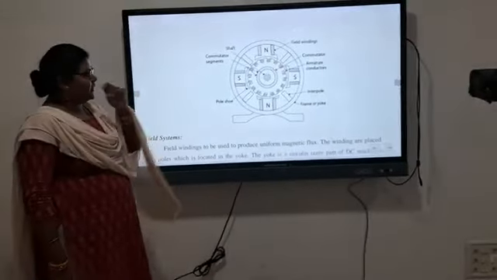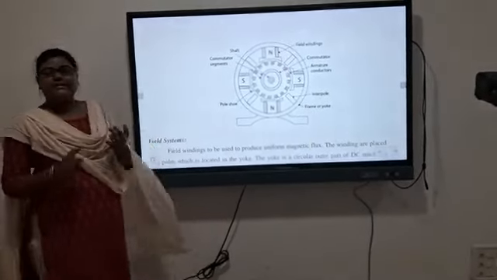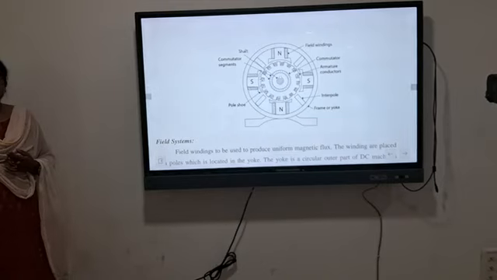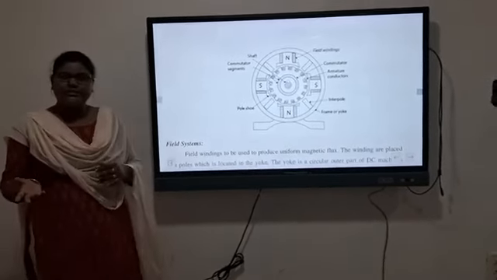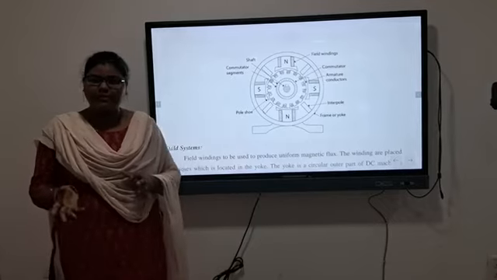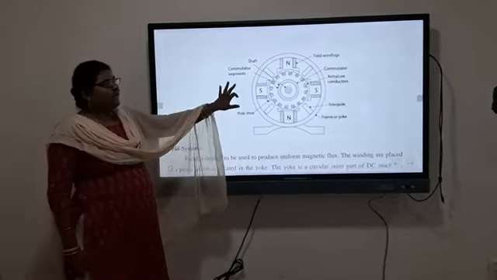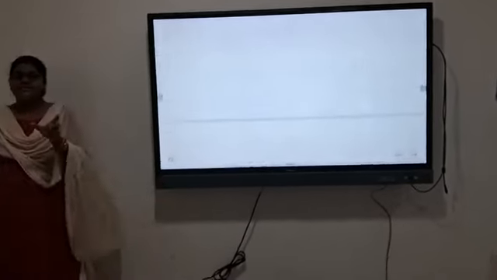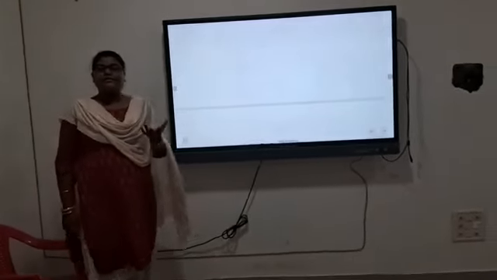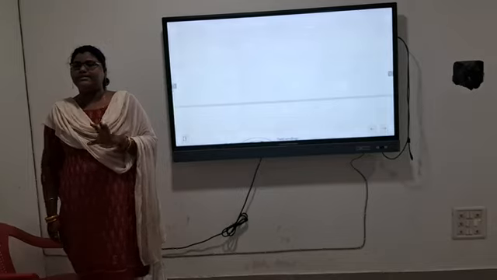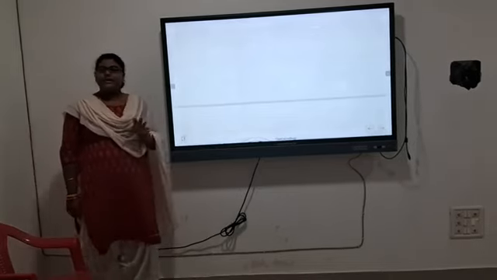Design of DC machine. A DC machine can work as a DC generator as well as a DC motor, but it converts one form of energy into another form of energy, and that is called DC machine working. A DC machine works as a generator if it converts mechanical energy to electrical energy, and the opposite, if it converts electrical energy to mechanical energy, it works as a DC motor.